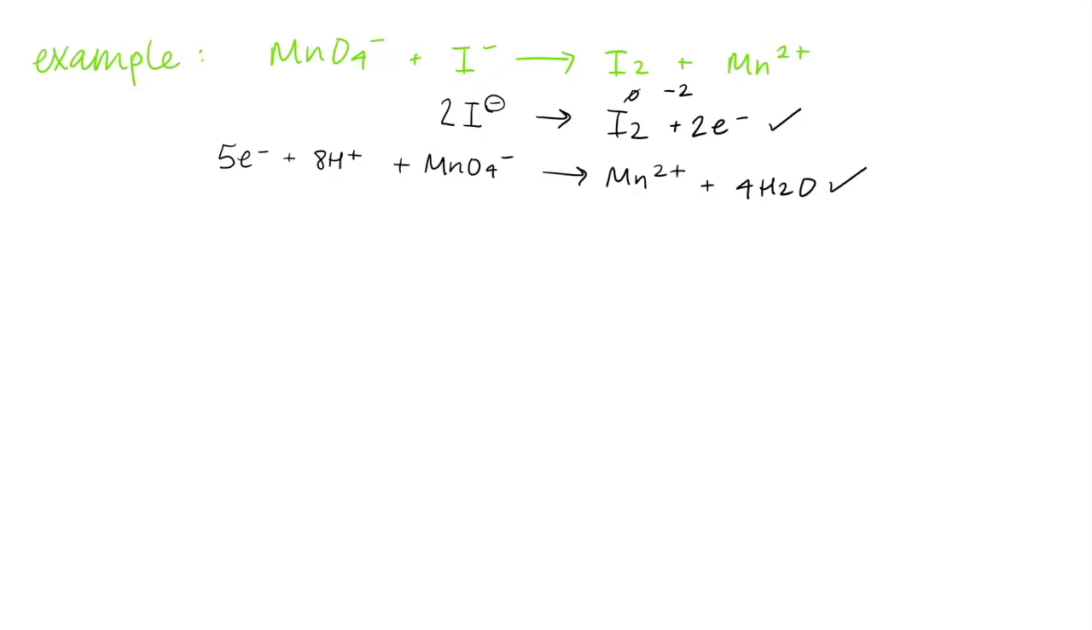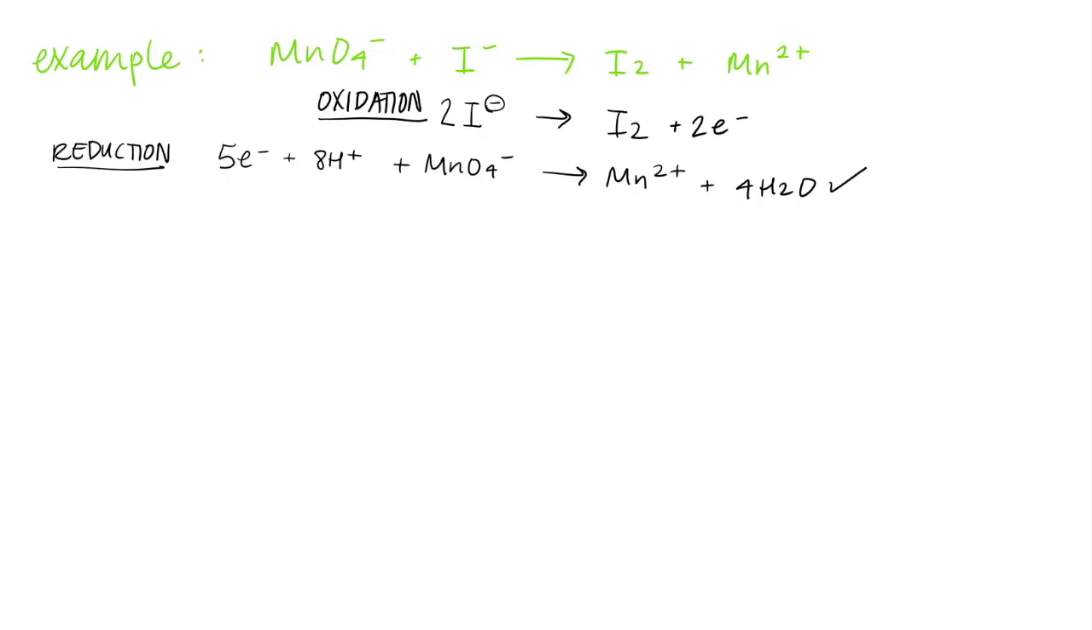As you can see in our first half reaction, we have our electrons on the product side, which means that this first half reaction is an oxidation. In our second half reaction, our electrons are on the reactant side, and they're being gained. So this is a reduction. So we now have our two balanced half reactions.